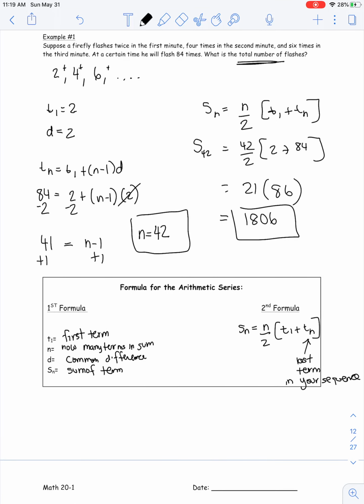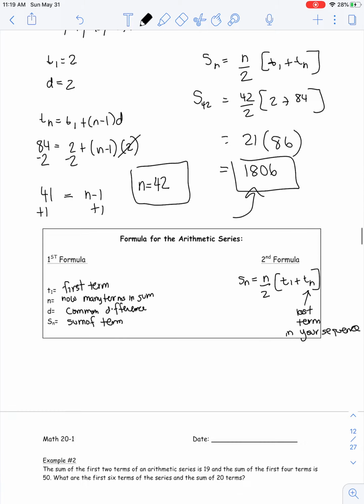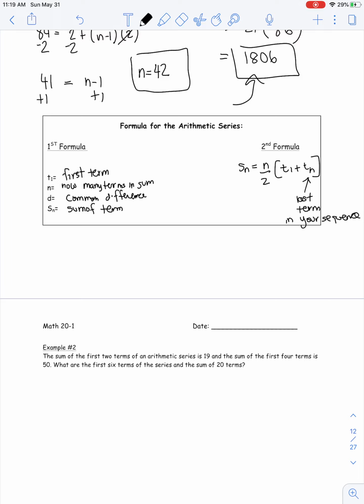So we needed 2 pieces. We needed to find out when he flashed the 84 times, and that would give us the answer. That's how we found out our final answer. Our first formula, there's another formula that we can use if we're not given the last term of the sequence, and this is this longer one, but it helps us if we don't know how many flashes he's done in, for example, the 42nd minute.